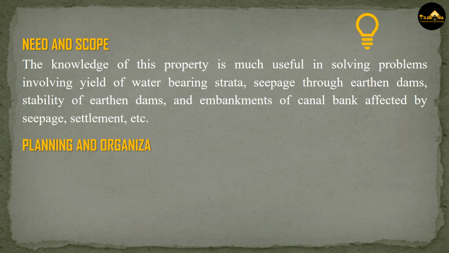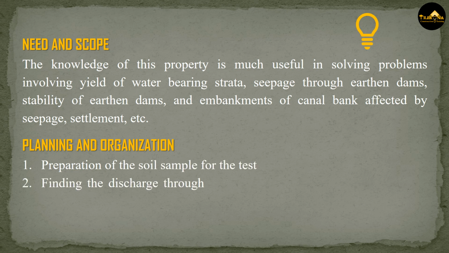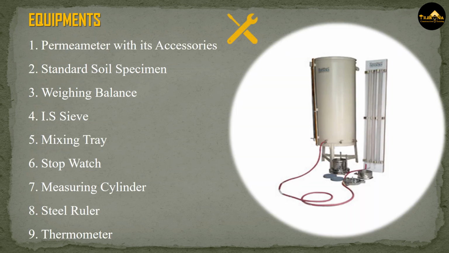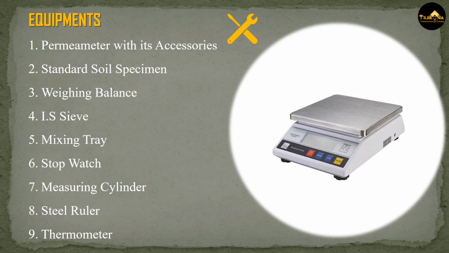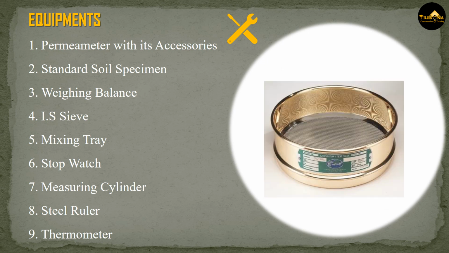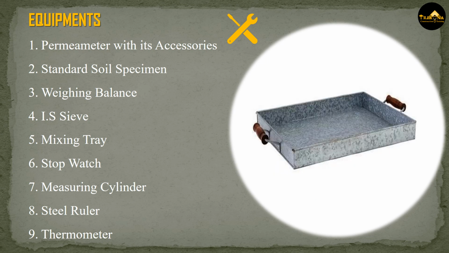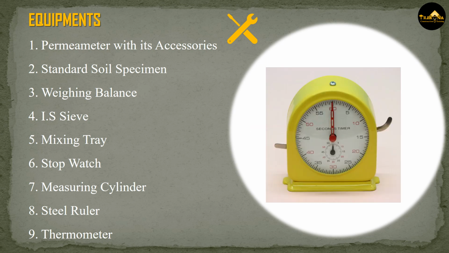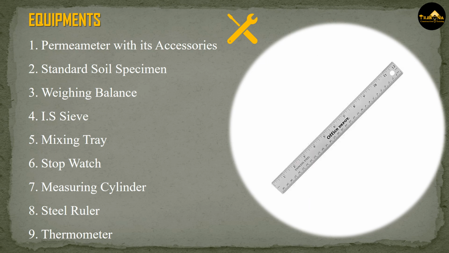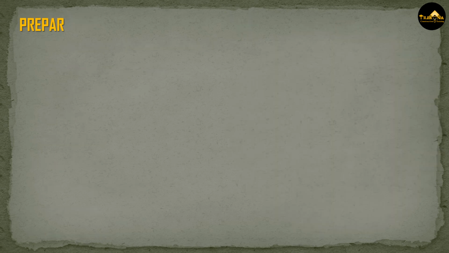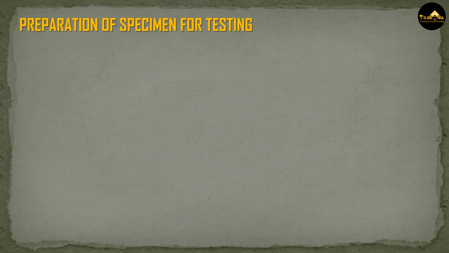Planning and organization. Preparation of the soil sample for the test. Finding the discharge through the specimen under a particular head of water. Apparatus: Permeameter with its accessories. Standard soil specimen. Weighing balance. IS sieve of 2 mm. Mixing tray. Stopwatch. Measuring cylinder. Steel ruler. Thermometer. Preparation of specimen for testing.